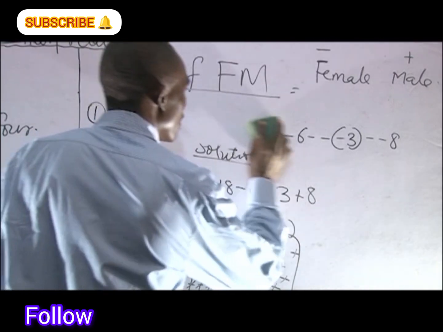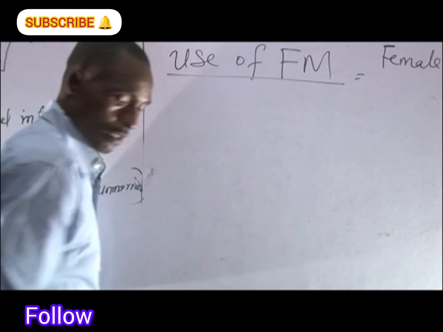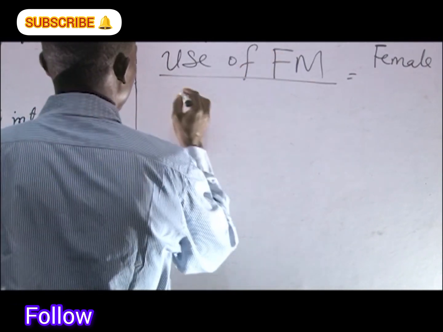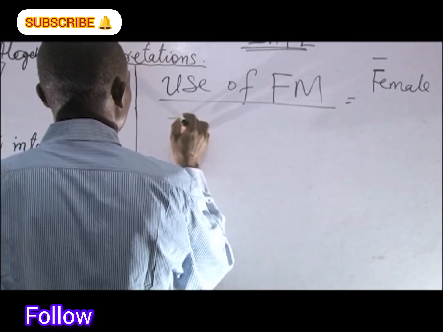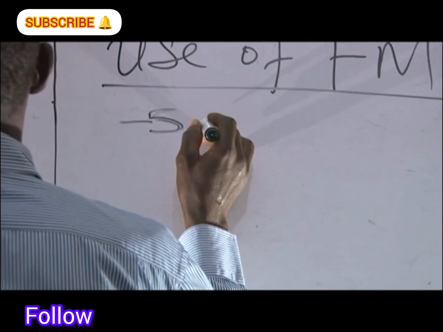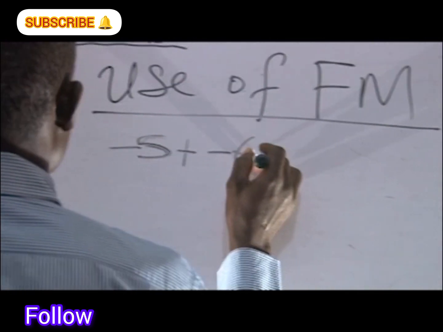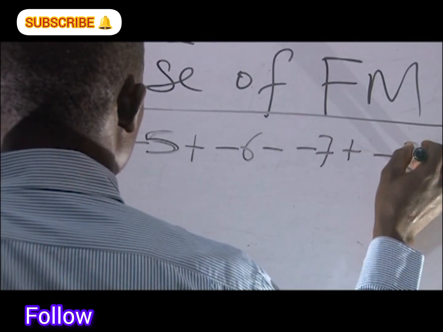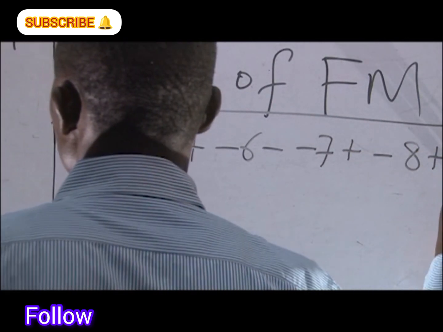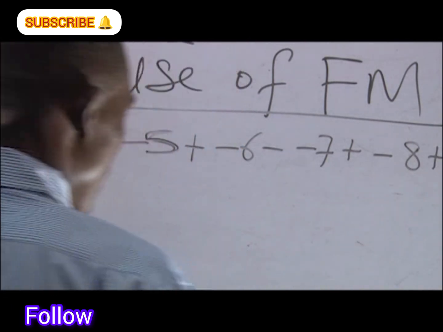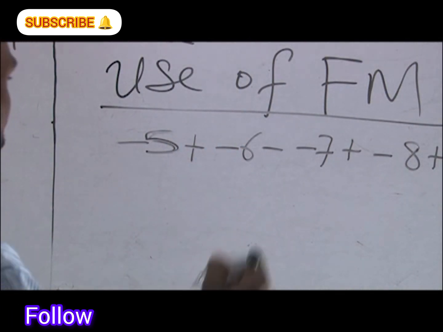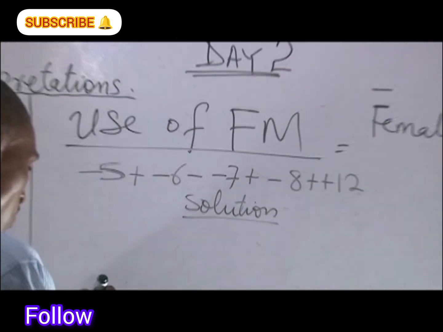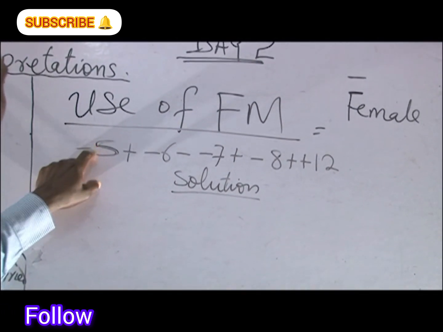Okay, let's larger number. So this is the one we did before. Minus 5 plus minus 6 minus 7 plus minus 8 plus 12. We did this before. We used OH to do that before. Now we're using FM here.